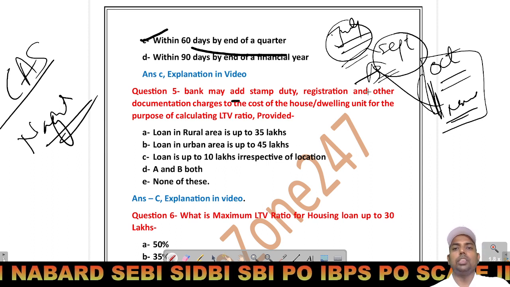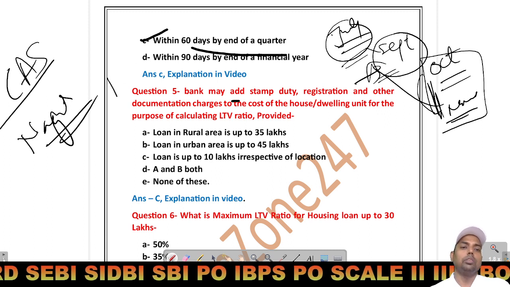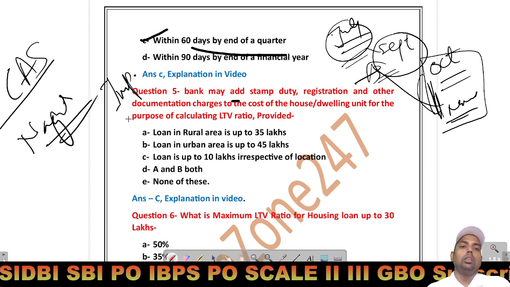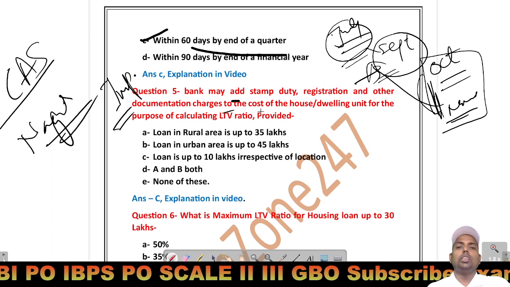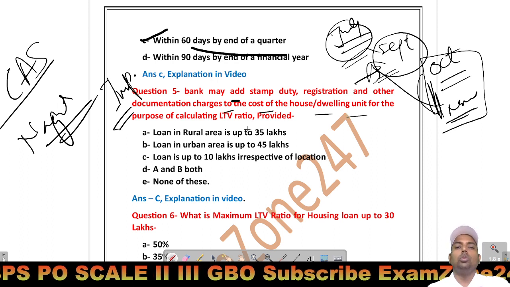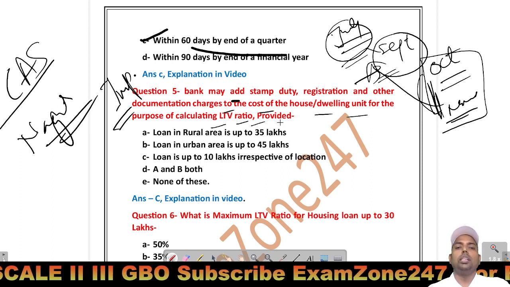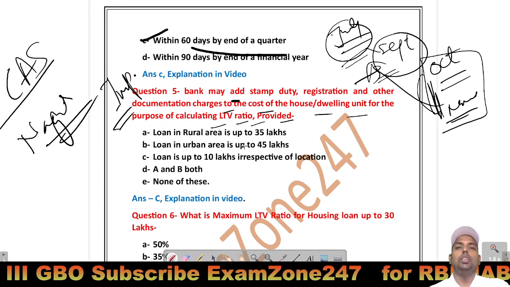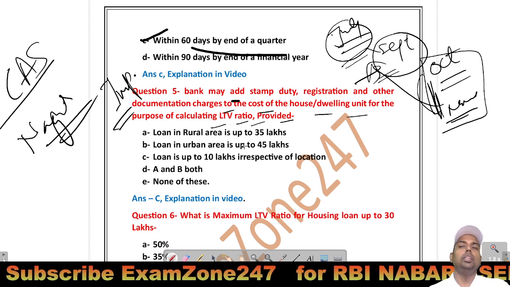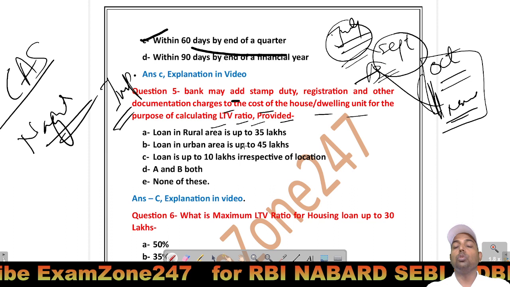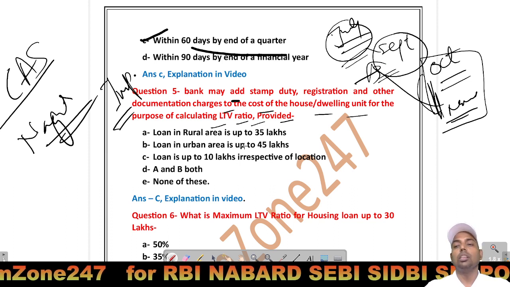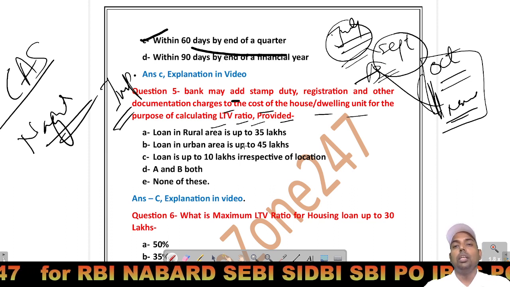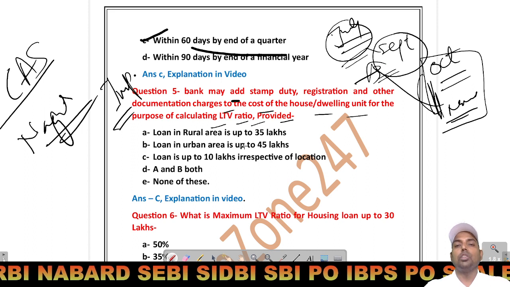ओके, नेक्स्ट क्वेश्चन, द बैंक मे एड स्टाम्प ड्यूटी, रजिस्ट्रेशन चार्जेस, दिस इज इंपॉर्टेंट क्वेश्चन. ओके, and documentation charges to meet the cost of dwelling unit for the purpose of calculating LTV ratio. Sometimes LTV ratio is high, and LTV ratio, if it is high, it is not good for the bank, because sometimes margin is not adequate, margin is not available.